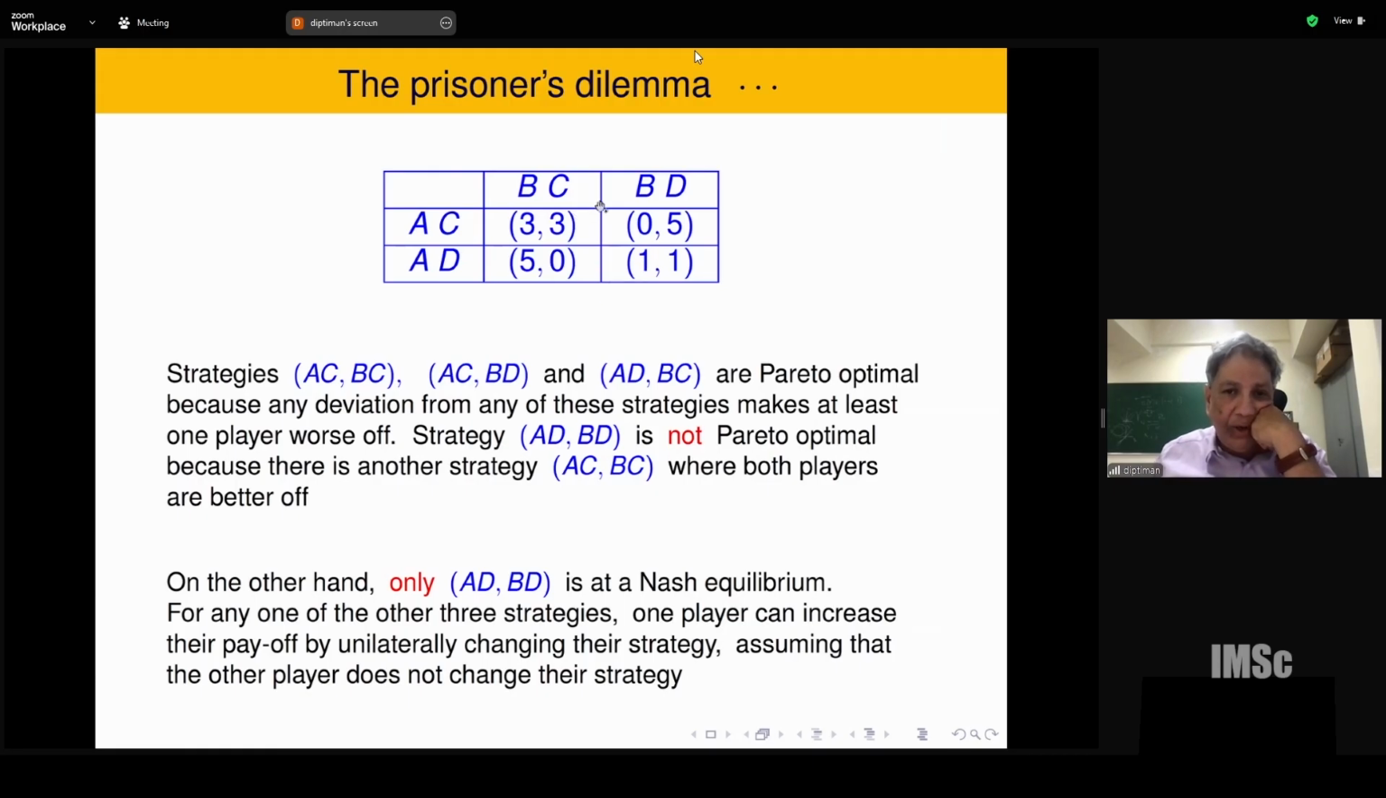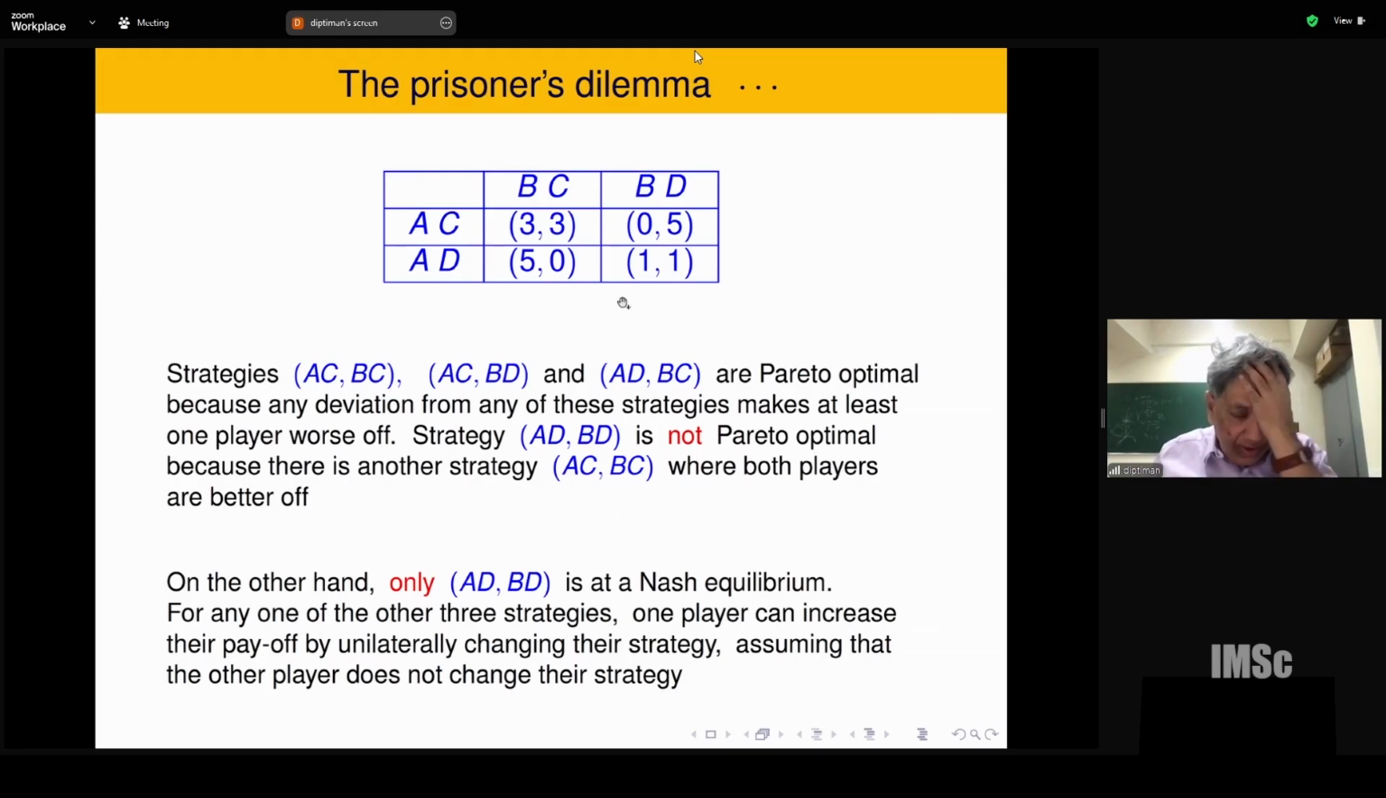Now B has the same logic. B will also say that 3-3 is not a Nash equilibrium because I can improve my payoff by going from 3-3 to 0-5. And similarly, 5-0 is not a Nash equilibrium because I can increase my payoff from 5-0 to 1-1. So only 1-1 is a Nash equilibrium for both the players.